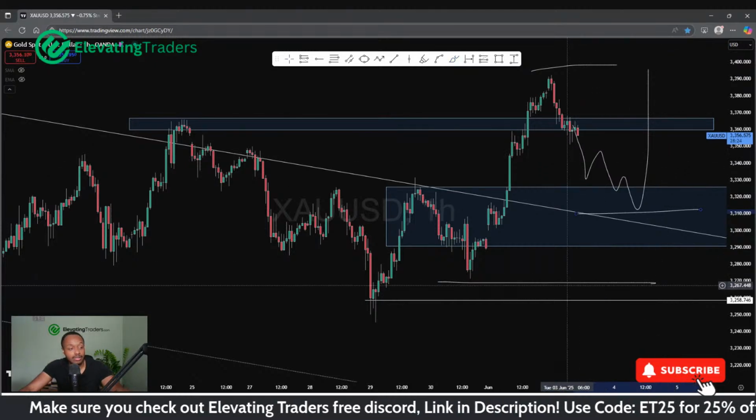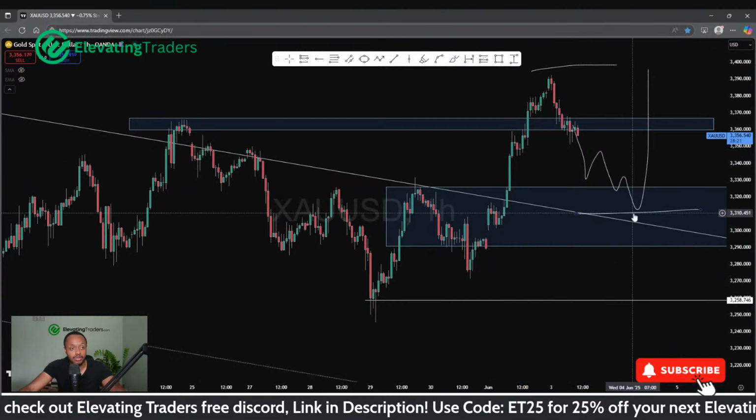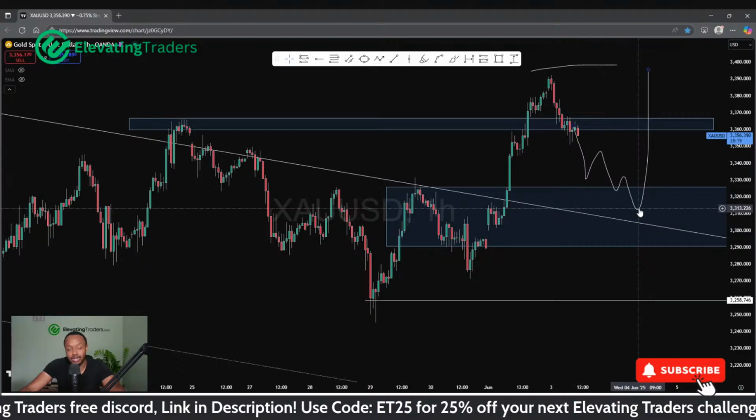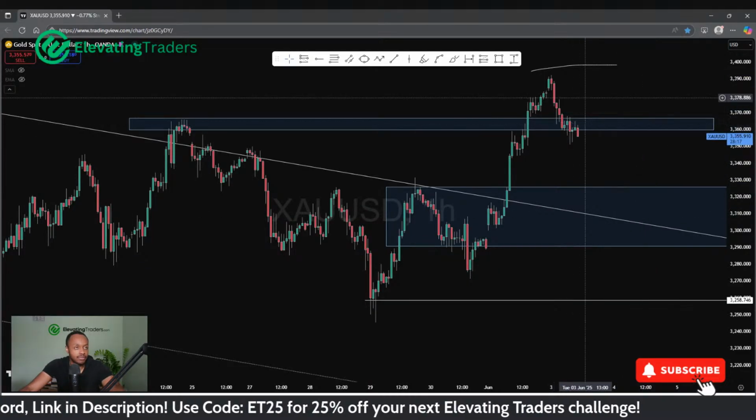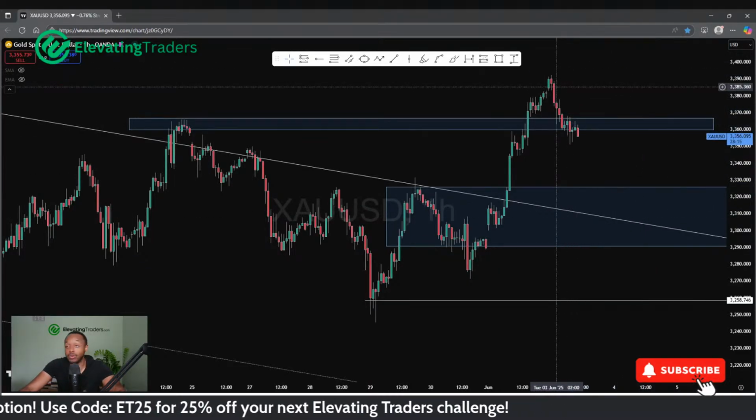So I would give myself quite a bit of room. I'll trail stops with about half or a third of the position. It doesn't have to be half. It could be 30%. Yeah, it could be whatever you like, to be honest.